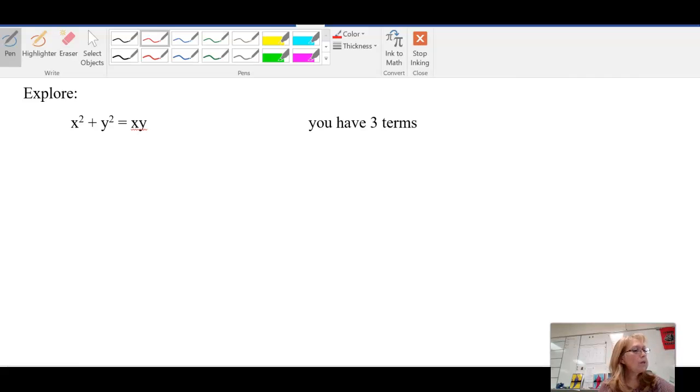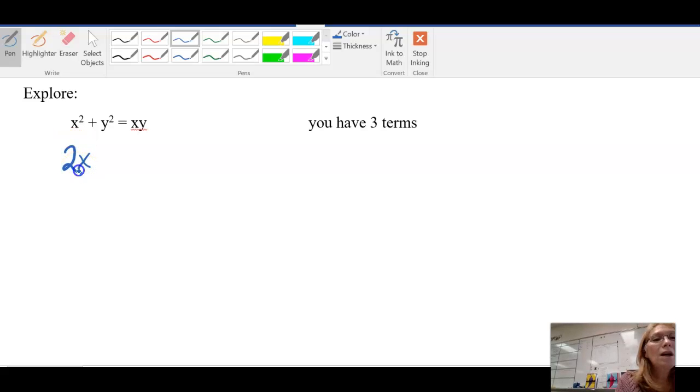Okay, you have 3 terms this time, so we have to be a little careful. The first one isn't so bad. The derivative of x squared, we already know that. That's 2x, nothing fancy. Okay, the derivative of our y squared would be 2y, but since we have to do that with respect to x, correct? All right, equals.